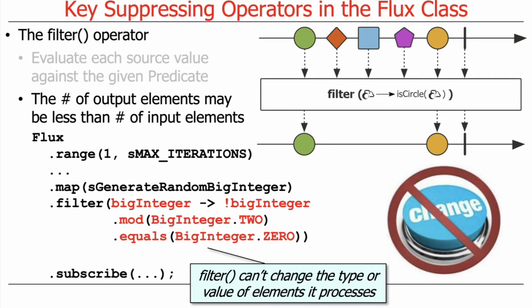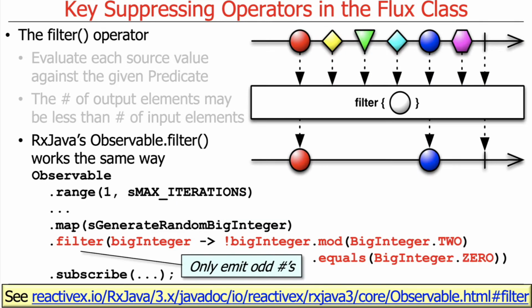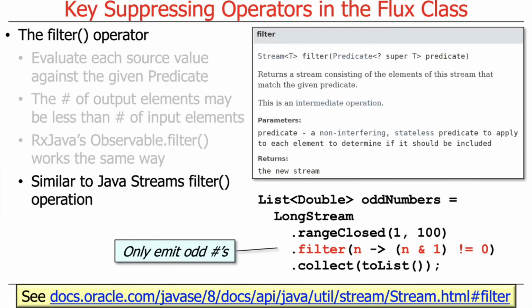Remember that filter can't change the type or the value of the elements it processes, and it may end up either letting them all through or letting none of them through or something in between, depending on what the values and the predicates evaluate to. RxJava has a filter method that has exactly the same behavior, and no surprise, there's also a similar operation defined in Java streams, and you can see here, same thing, we have a long stream that will only emit odd numbers.